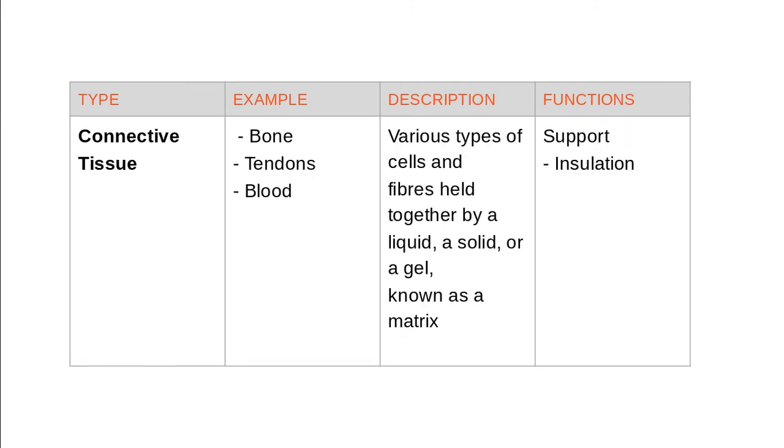Connective tissue, examples are bone, tendons, and blood. The description is various types of cells and fibers held together by a liquid, solid, or gel, known as a matrix. Again, the function of connective tissue is for support. Again, our bones give us support. Also insulation. You kind of forget that the blood moves around, and that warms and keeps homeostasis in the body at a good point, obviously, for humans.